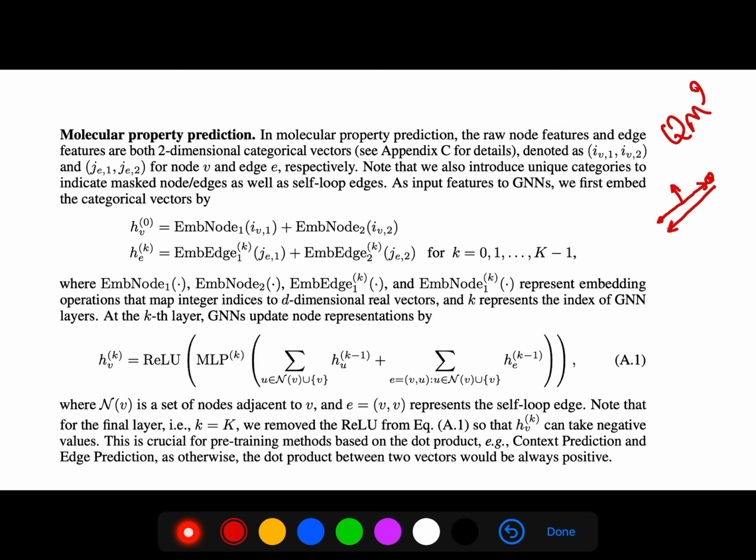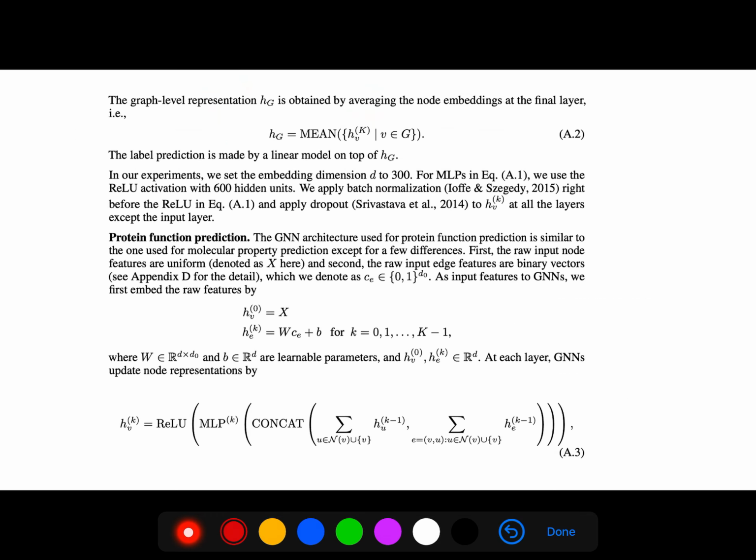So they did molecule property prediction here. At the node level, the representation looks like this. Here they embed it because it's just a number in a vocabulary, so we embed it and it becomes a vector. Just like you embed words of a corpus, so you learn the embeddings. It's just a linear mapping from 1 to n. And then the graph-level representation is the mean pooling of them.